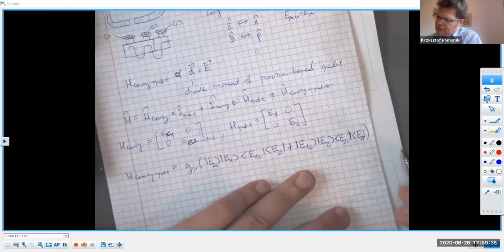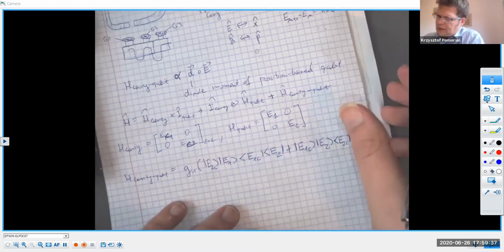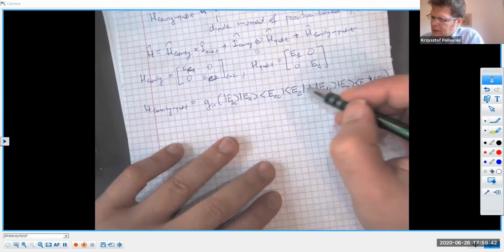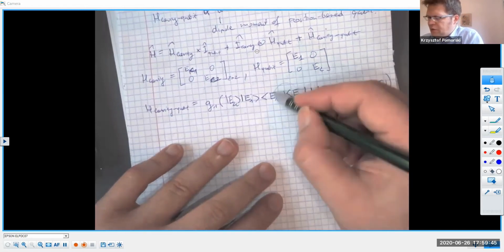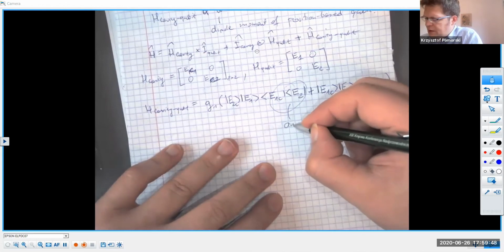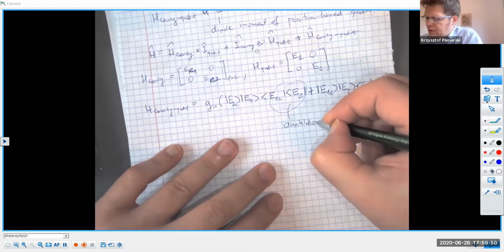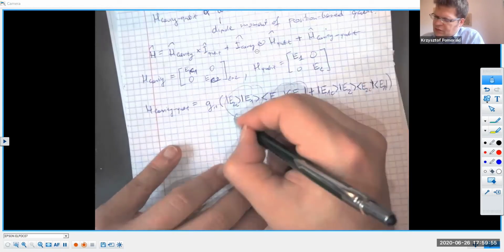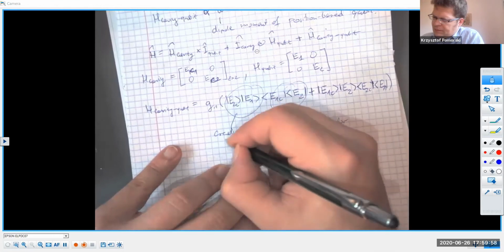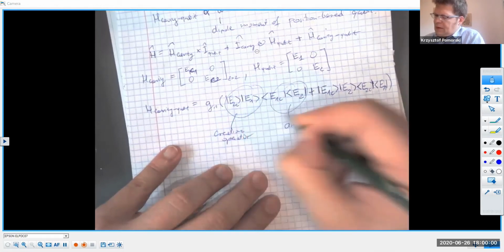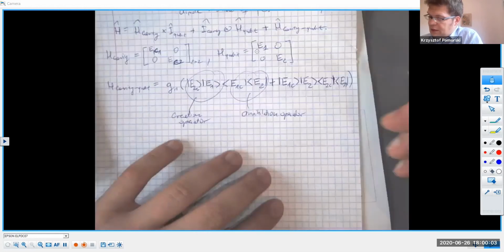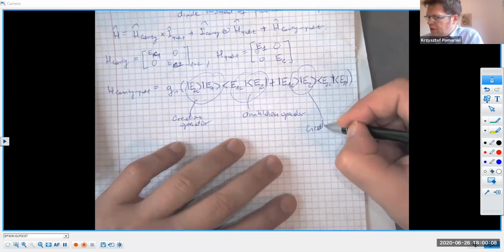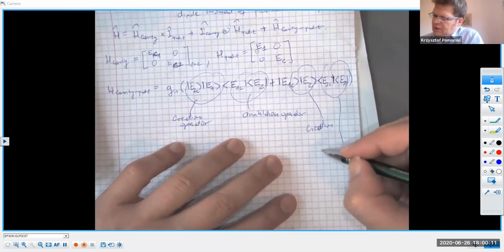Yeah, so this is interesting. This part is like an annihilation operator, and this is like a creation operator. And reversely, this is again a creation and annihilation operator.